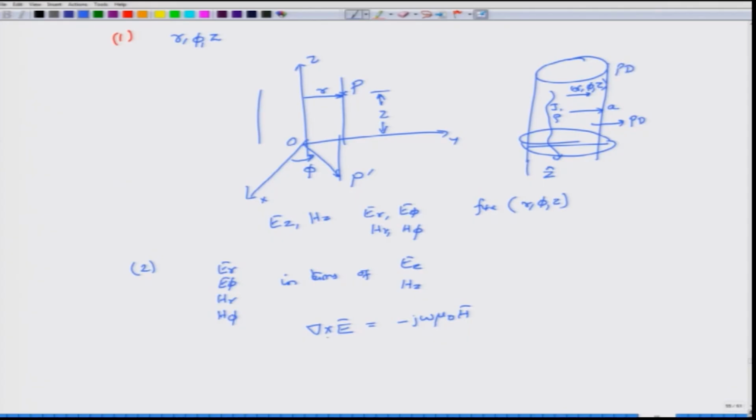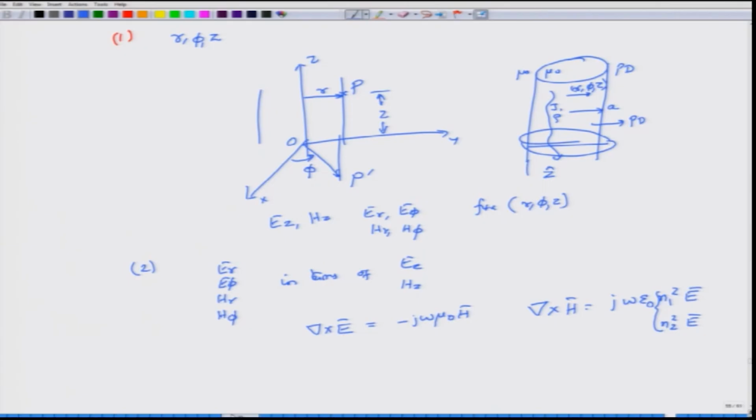So, the curl equations will be curl of E equals minus j omega mu naught H and curl of H equals j omega epsilon 0 n1 square times E in the core and n2 square times E in the cladding, correct. I am assuming the magnetic permeability to be the same in both cases, so I do not need to worry about that. But I have j omega epsilon 0 n1 square E and n2 square E as the right hand sides corresponding to core and cladding separately, because in the core the refractive index is n1, in the cladding the refractive index is n2.